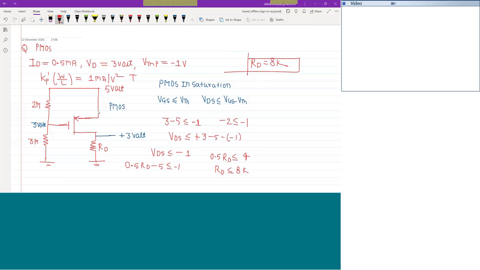VGS, VG minus VS is equivalent to... So RD equal to 8 kilo ohm is the condition for which the transistor is working in the forward active region. Or I can say, how far can the maximum value of VD go? Look, you can check the condition also. What is the condition?